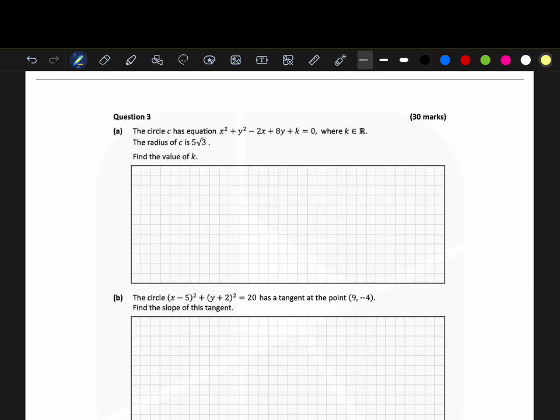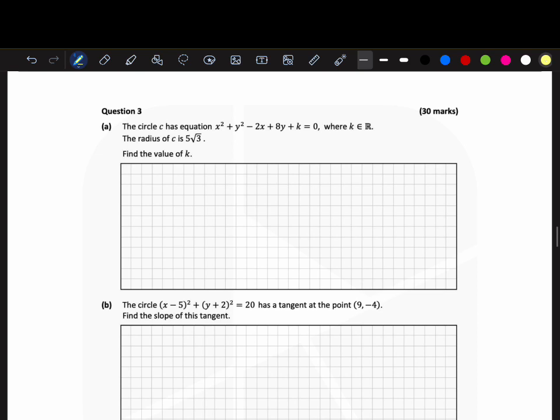Right, so we're going to be going over some coordinate geometry of the circle questions. So here we are. Question 3, it says, the circle C has equation x squared plus y squared minus 2x plus 8y plus k is equal to 0, where k is a real number. And then it says the radius of C is 5 root 3. Find the value of k.